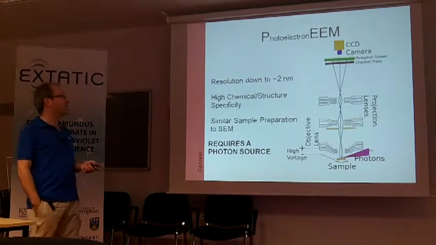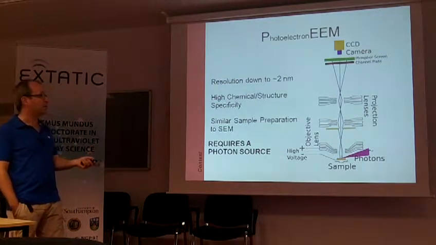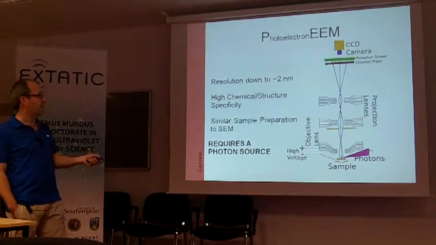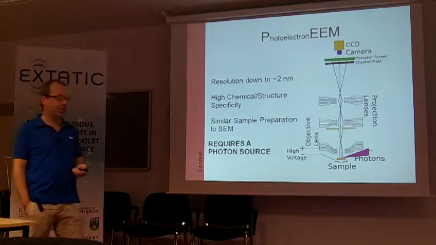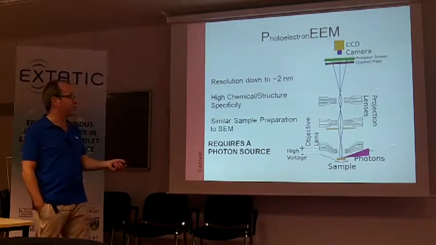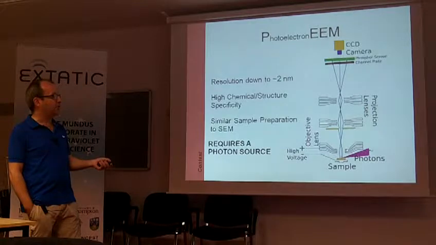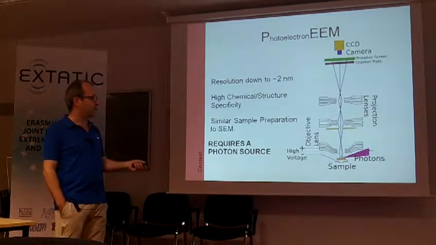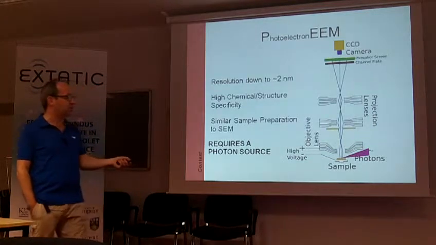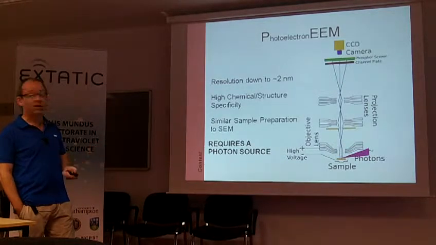Photo emission electron microscopy is another imaging system, and one a little bit more relevant to what I'm going to talk about today. It's got a resolution that's similar to SEM if you have an aberration corrected system, but it involves focusing photons onto a sample and using electron optics to focus the photoelectrons that are produced in this region here. It images the photoelectrons through an objective and projection lenses onto a camera.